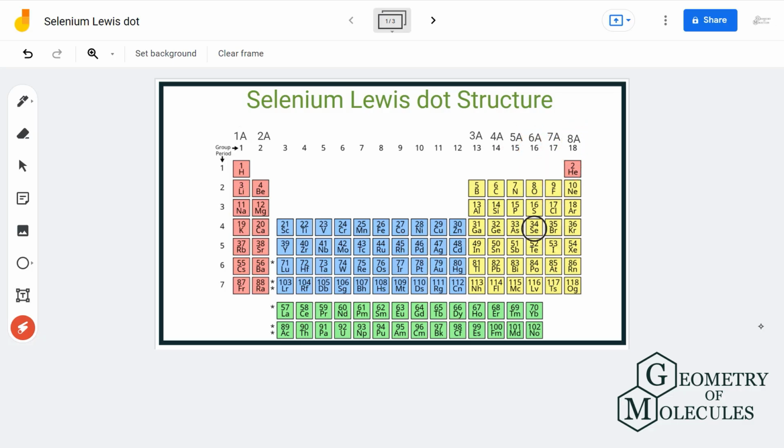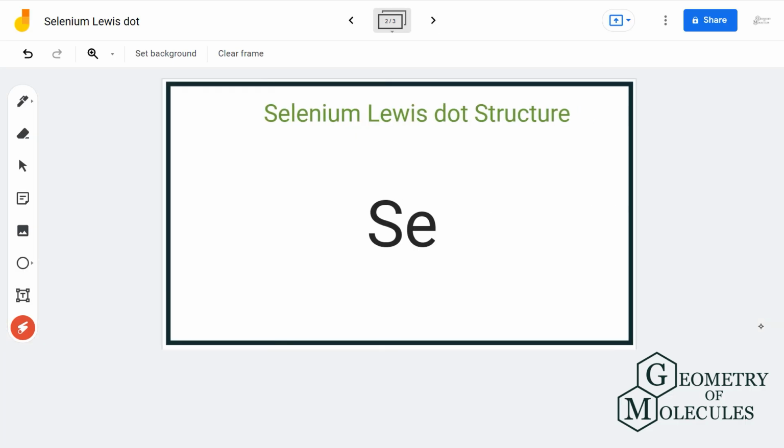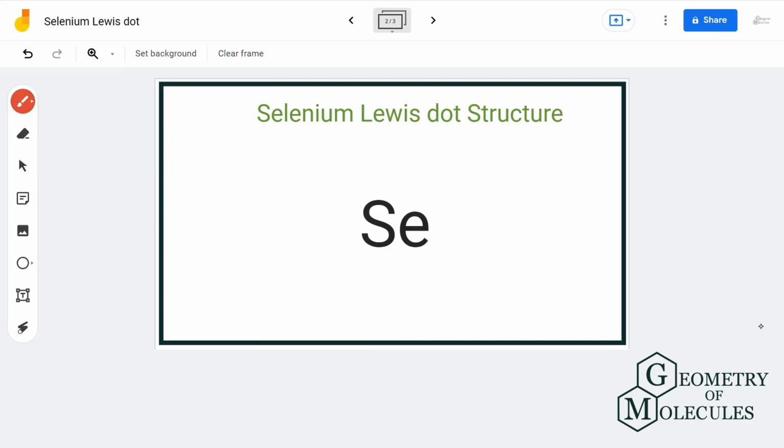The transition metals, that is the D block elements, do not follow this rule. So here we can see that selenium is a P block element, and in P block it is situated in group 6A. So it will have 6 valence electrons. Thus, the elements present in this group are also known as chalcogens.